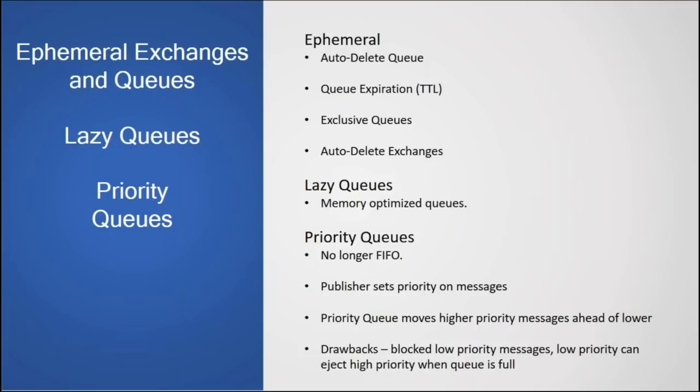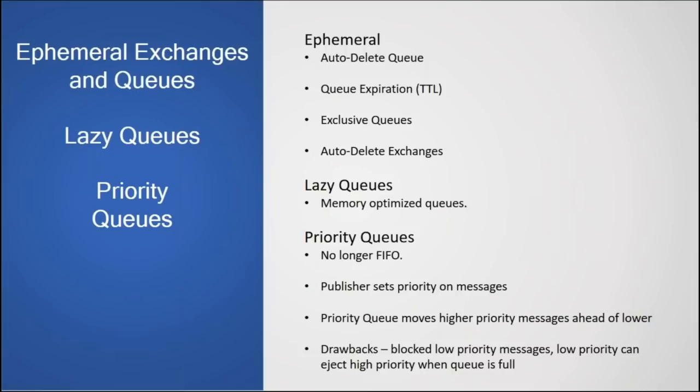So we can even create an entire topology based on ephemeral infrastructure, where we have auto delete queues with consumers consuming from those queues. Once the consumers stop consuming, the queues delete themselves, and now the auto delete exchange deletes itself and everything's gone. There are lazy queues. So these are memory optimized queues. When you have very long queues, we don't want to maintain the whole thing in memory. So with a lazy queue, messages are aggressively written to disk, and then they're only loaded back into memory on demand when consumers need them.